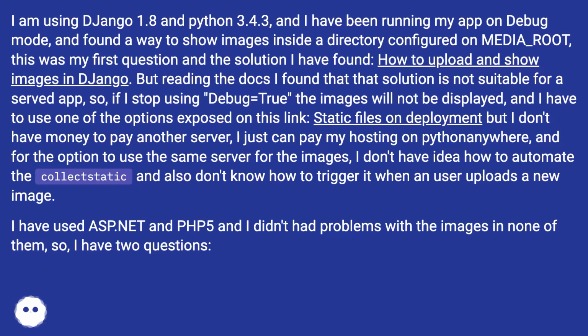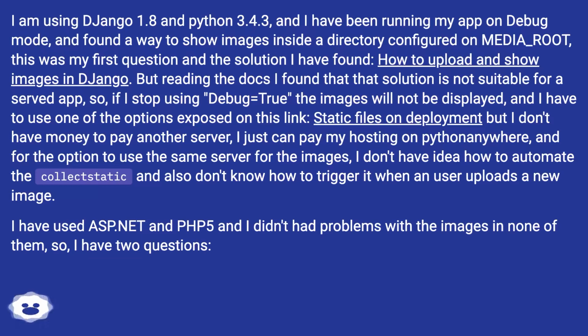So, if I stop using debug equals true, the images will not be displayed, and I have to use one of the options exposed on this link, static files on deployment. But I don't have money to pay for another server. I can just pay for my hosting on PythonAnywhere, and for the option to use the same server for the images, I have no idea how to automate collectstatic, and also don't know how to trigger it when a user uploads a new image. I have used ASP.NET and PHP 5, and I didn't have problems with the images in either of them.